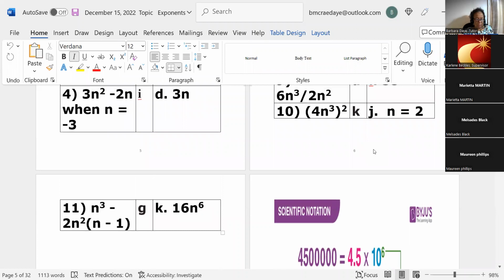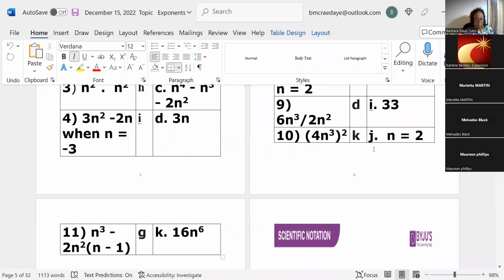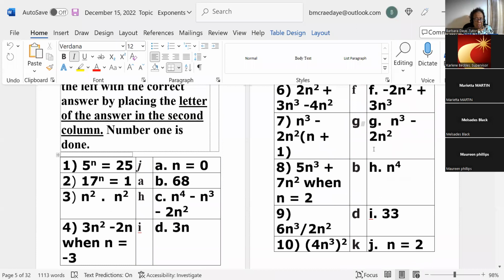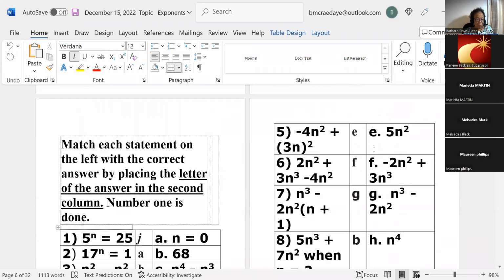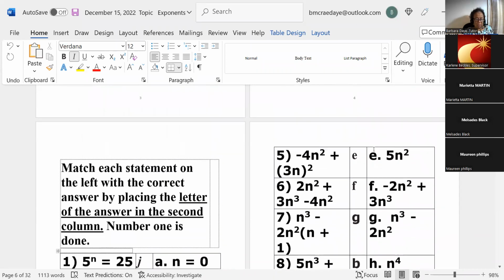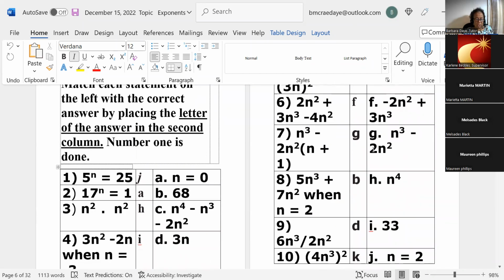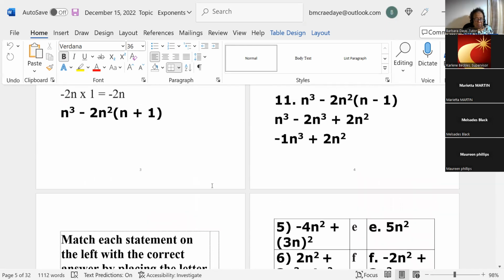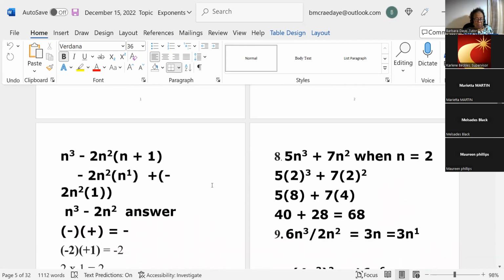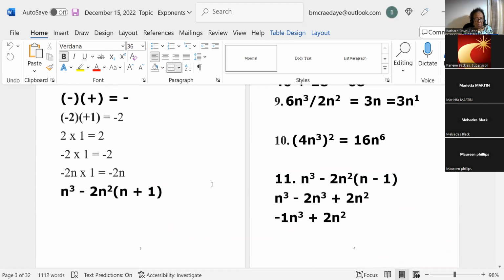2 n to the second. Wait just a minute. I had a G and a C. What was my C? Yeah, I had put C for 7. Well, C shouldn't be n to the fourth. It should be this. Okay. So we have n to the third. Let's see, what did I get for here? Okay.